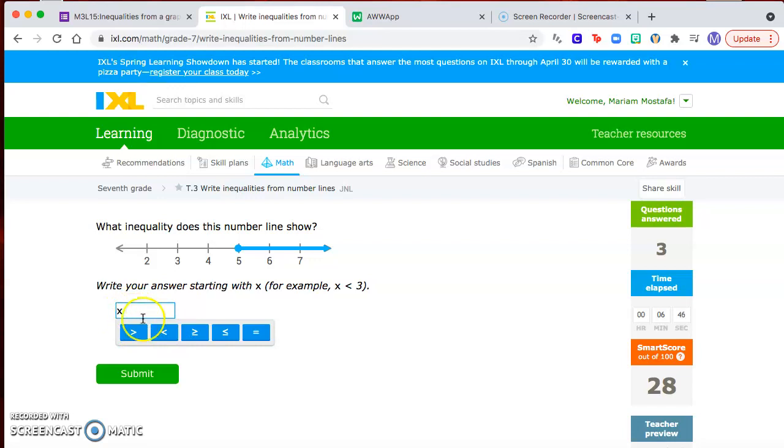So this, because the circle is closed, that means x is greater than or equal to or less than or equal to, because the 5 is included in these values. So this would tell me that x is greater than or equal to, because the number line is highlighting numbers that are greater than or equal to 5. And really that's all you do throughout this whole thing.